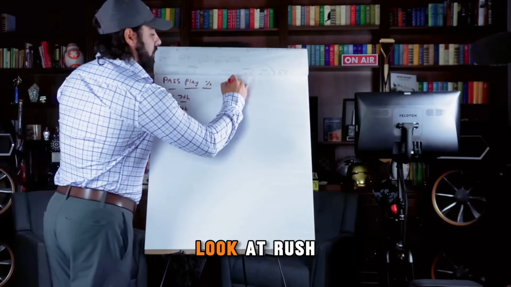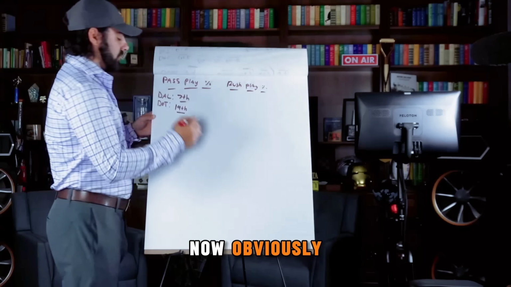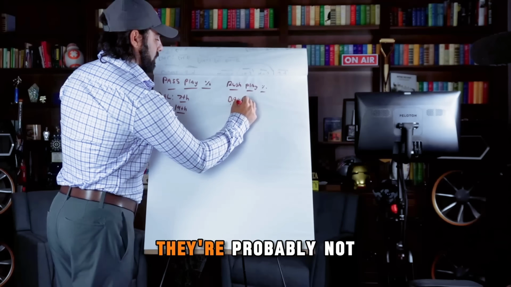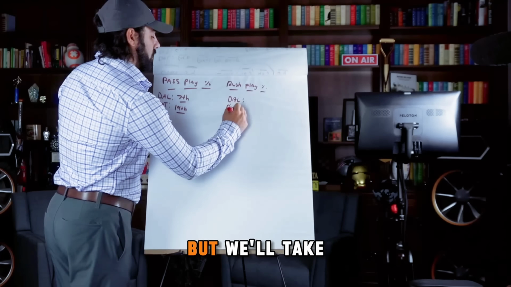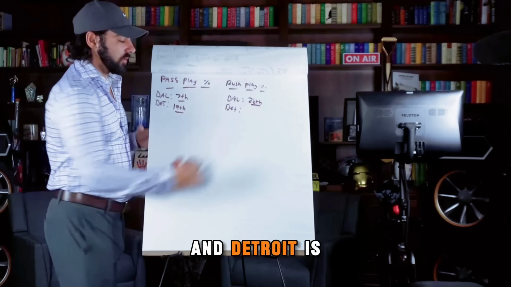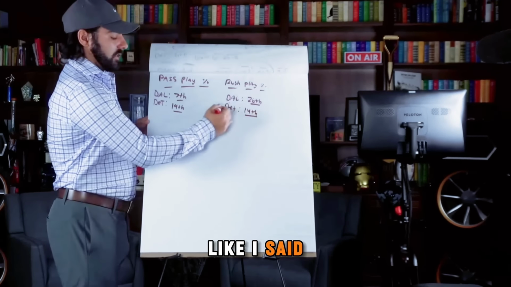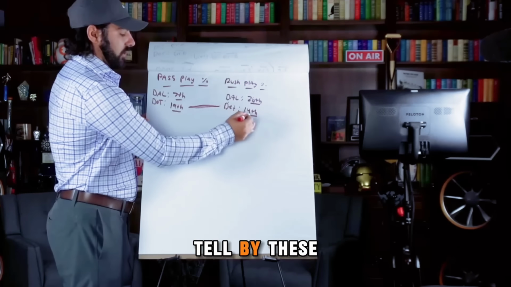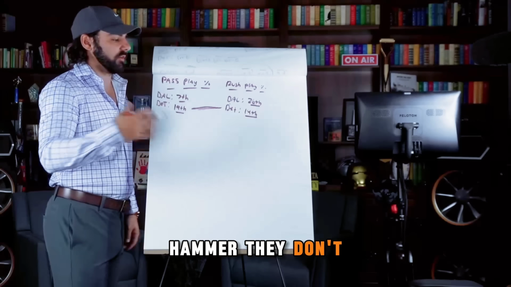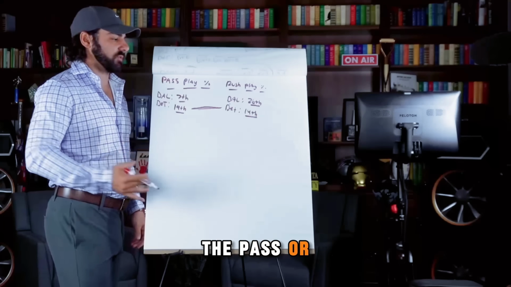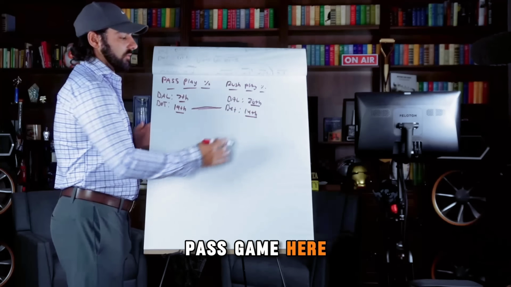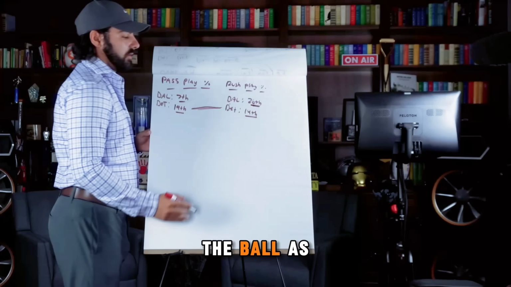Now let's take a look at rush play percent. Now obviously, if Dallas is pretty good in the pass play percentage here, they're probably not going to be too good in the rush play percentage, but we'll take a look. And they are 26th in rush play percentage, and Detroit is 14th. So again, like I said, Detroit's offense here, you could just tell by these even numbers where they're at, that whatever works in the game for them, that's what they hammer. They don't just force something. They don't just force the pass or force the rush. Dallas, they're more leaning towards the pass game here, okay? They're not looking really to run the ball as much.